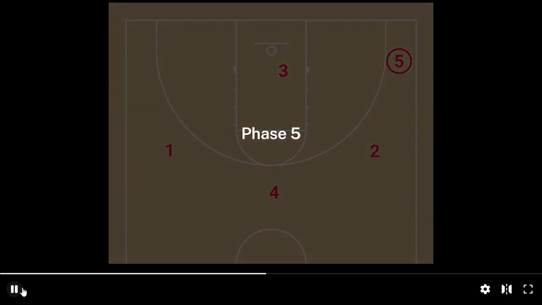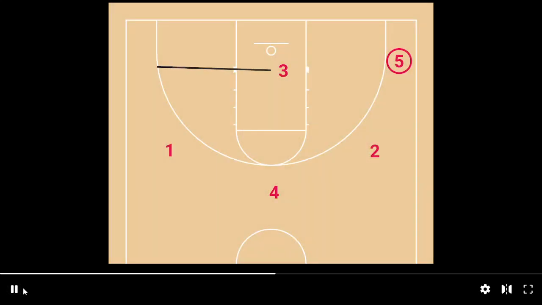As soon as number 3 continues his journey towards the left-hand corner, number 5 will have a driving opportunity. He can create that. That's great. He will have a shooting opportunity. If not, then he will pass it back to number 2. Again, as soon as a pass is made, we make a cut. So now number 5 has to make a cut.